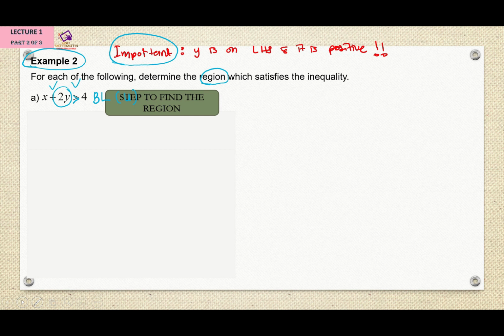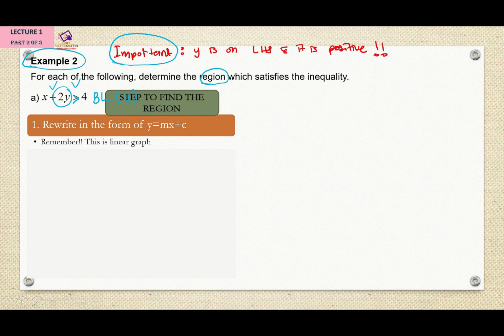Next, we need to know the steps to find the region. For the first step, you need to rewrite the equation in the form of y equals to mx plus c. Remember, this is a linear graph. So number 1, we rewrite the equation in the form of y equals to mx plus c: x plus 2y equals to 4.